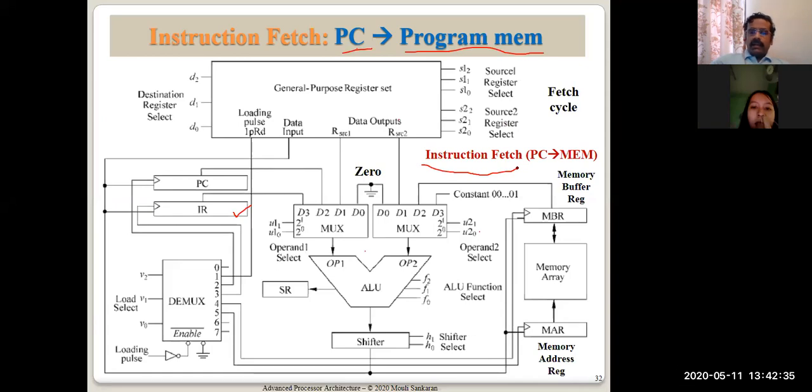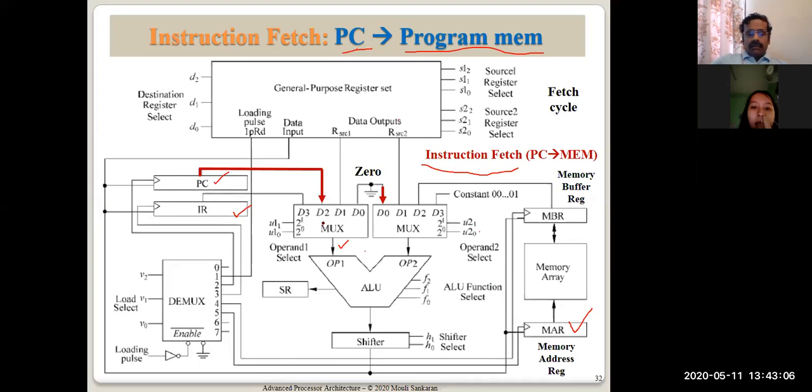In this cycle, you need to choose the PC contents as an input to the ALU. It is not going to perform any operation in the ALU, but we need to pass it through the ALU because this structure is designed like that. The content of PC cannot come through any other means except through the ALU and to the memory address register. So I'm just showing you how it happens.